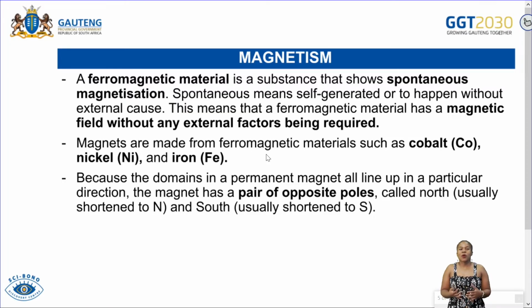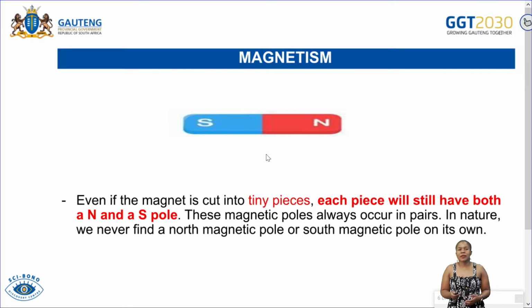Now, why is it like that? It's because the domains in the permanent magnet line up in a particular direction. The magnet then has poles that are called the north, which is abbreviated by a capital letter N when you see it on a magnet, or abbreviated as a capital letter S, which is short for south. So in a typical magnet, this is what you will see. You pretty much have your south pole and then you've got your north pole.